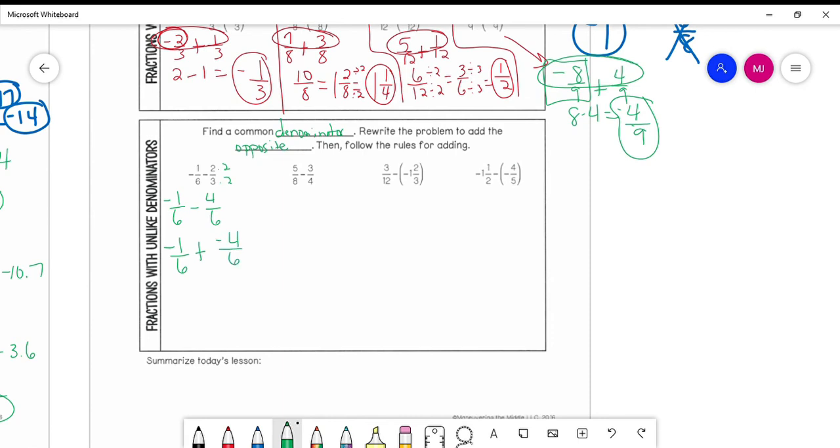Denominators are the same. Focus on those numerators. The signs are the same, they're both negative, so we're going to add them. -1 plus -4 is -5. Denominator stays the same, 6.